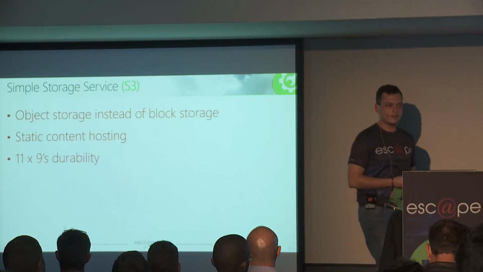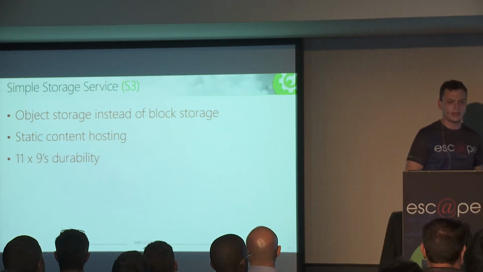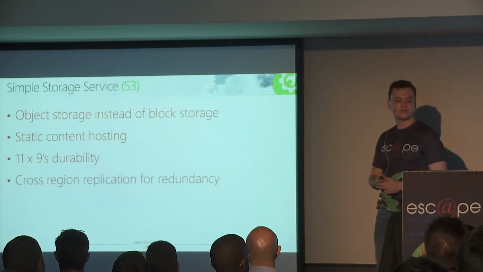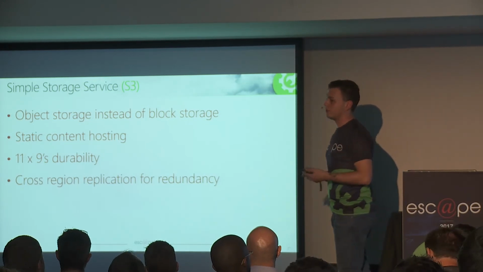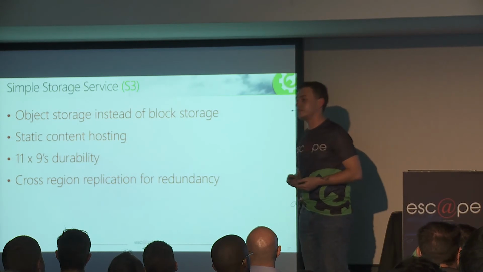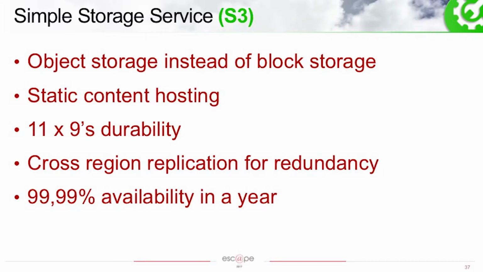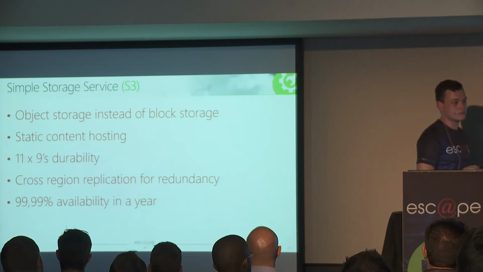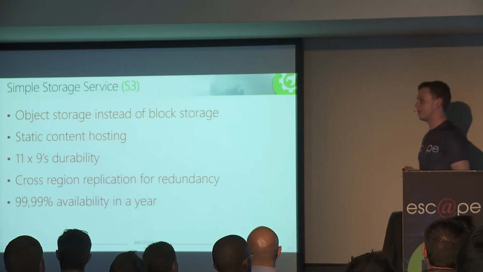And it guarantees 11 nines durability. So that means I have a very, very bad chance of corrupting data or losing data. And if it's a requirement by a specific organization, you can also use S3 for redundancy via cross-region replication. And AWS S3 was actually designed with a 99.99% availability in mind. I think the actual SLA is only 99.95.